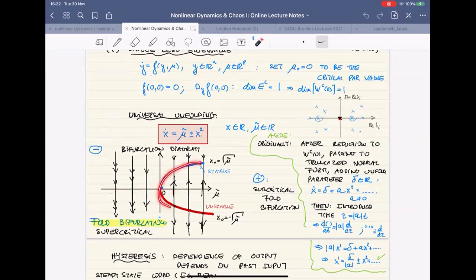Then you have two branches. This one is stable, the other one is unstable. They open up like square root mu tilde. This is called a supercritical fold bifurcation. Supercritical because it happens over the critical value, which is mu equals 0. If you happen to have a plus sign here, then the whole thing repeats itself, but in this direction. So the bifurcation then takes place below the critical value of the parameter. So then it's called a subcritical fold.